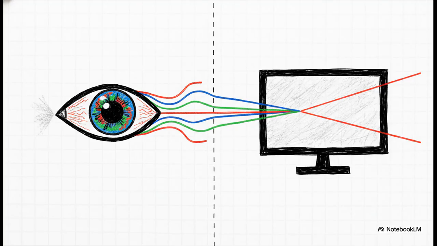So here it is. This is the big takeaway. Our screens use red, green, and blue light for one simple reason, because our eyes have red, green, and blue cones. The entire foundation of digital color is a direct reflection of our own biology. We've literally engineered our technology to speak the language that our eyes already understand.